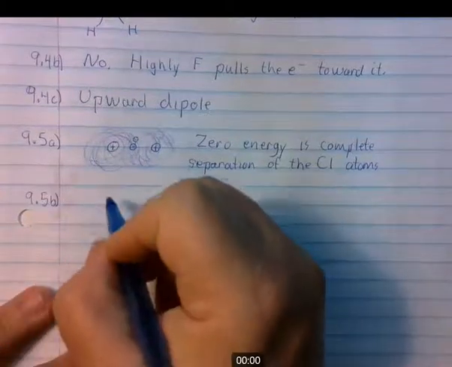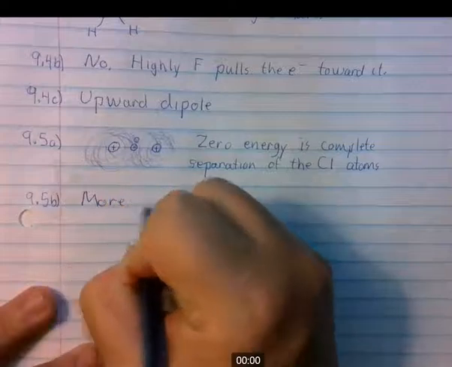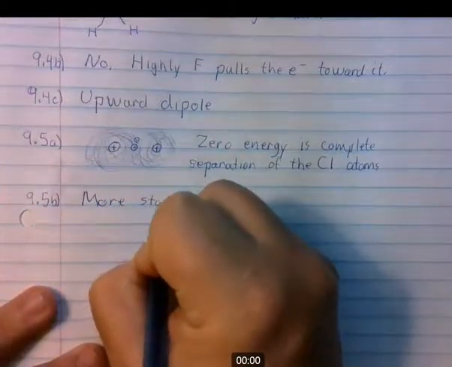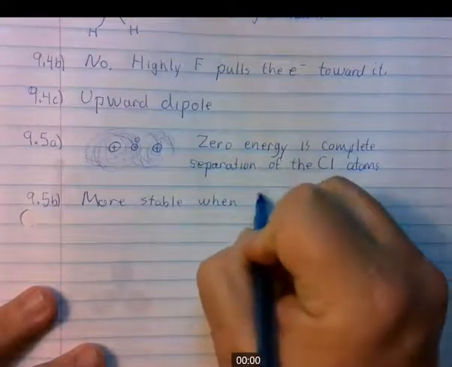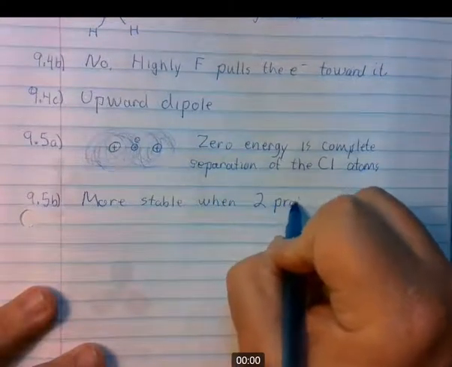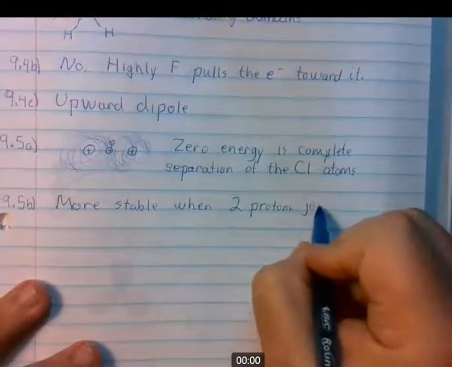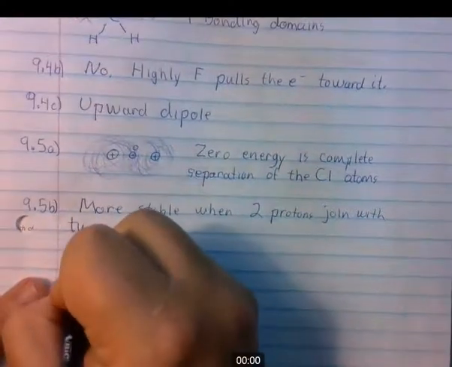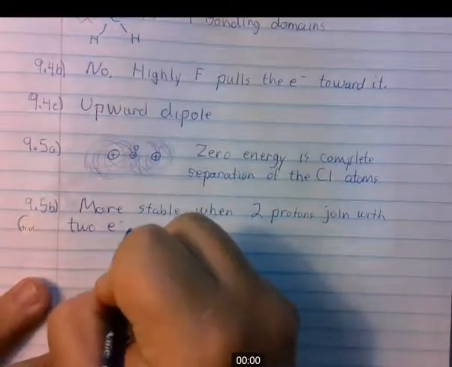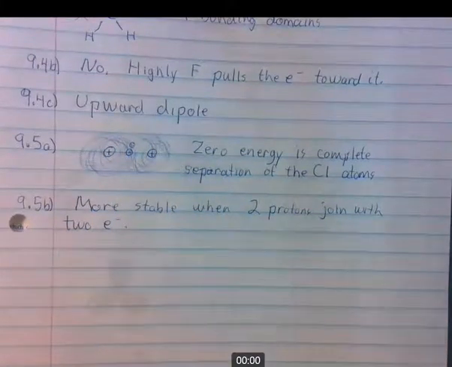They seek lower energy, so they're more stable, okay? I want you to put this in your words. They're more stable when two protons join with two electrons. That's just more stable for them. They have a bigger attraction to each other there than if they're by themselves.